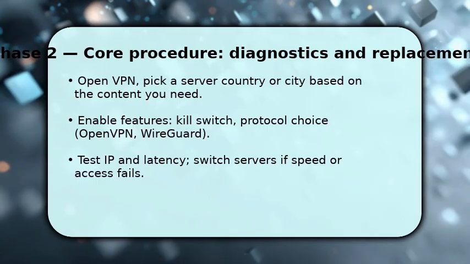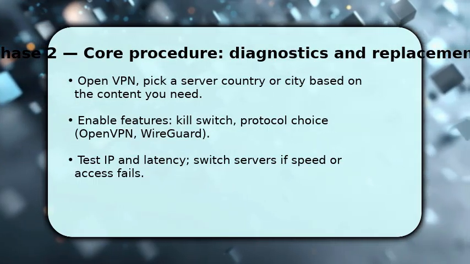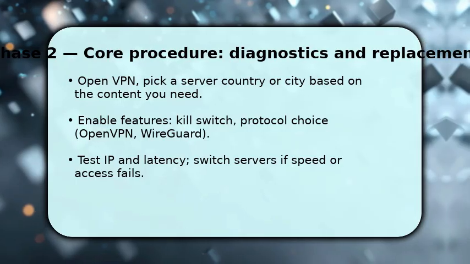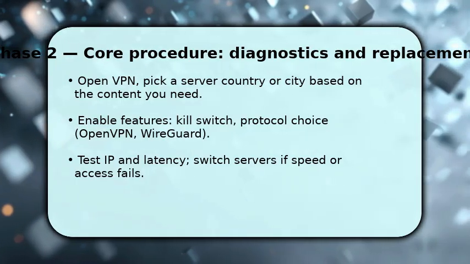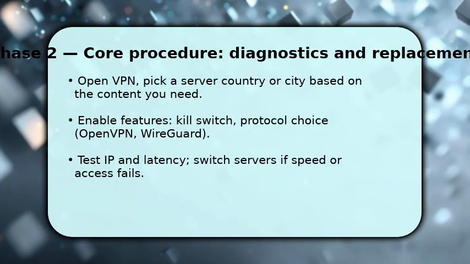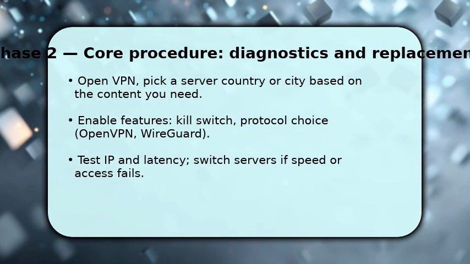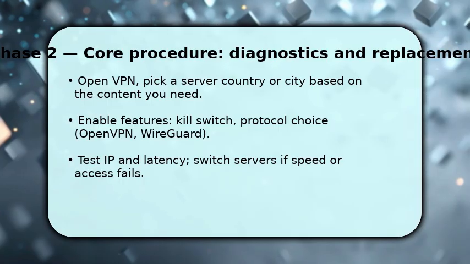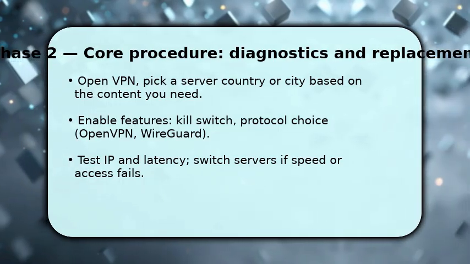Open the app or Chrome extension, select a server in the country you need. Lower latency is faster, choose nearby when possible. Make sure the kill switch is enabled to protect data if the connection drops, and pick a modern protocol like WireGuard or OpenVPN for reliability and speed.